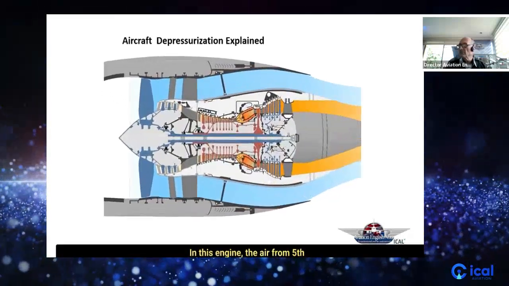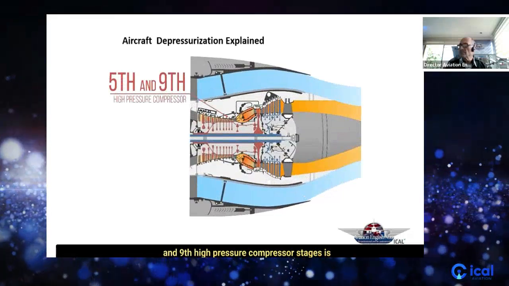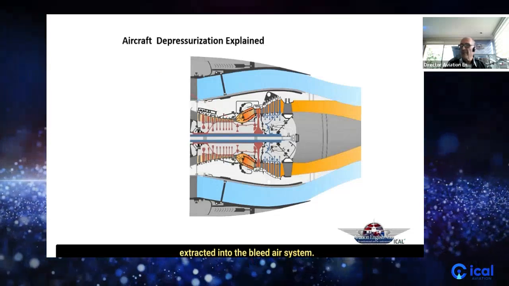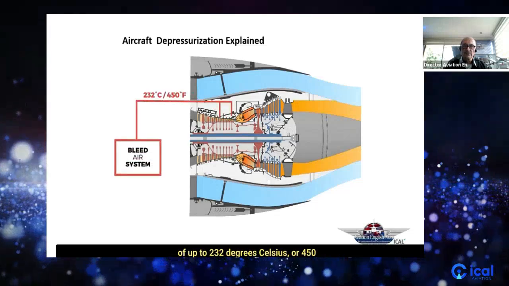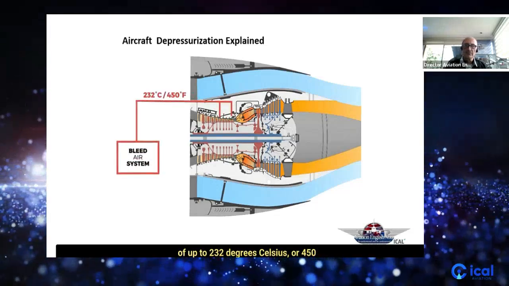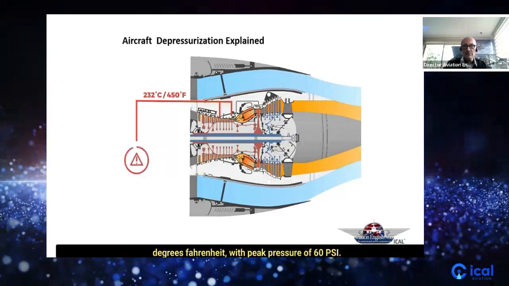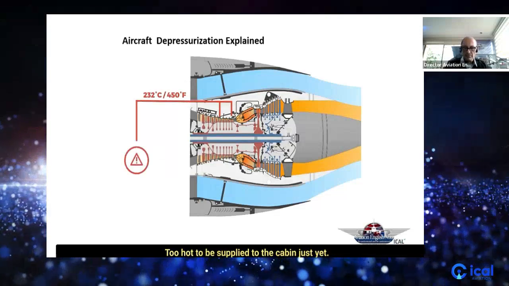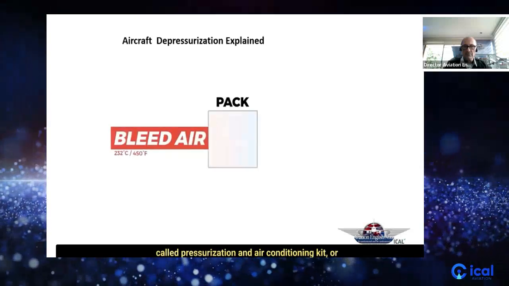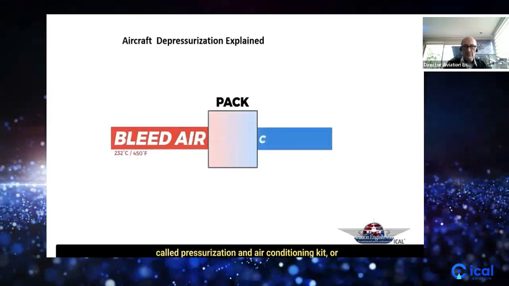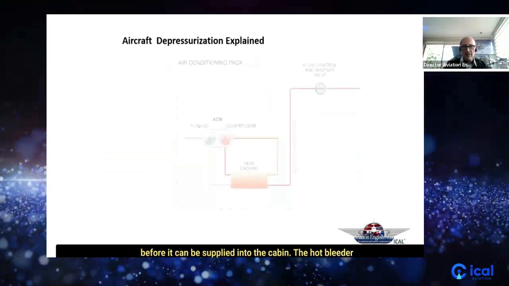In this engine, the air from 5th and 9th high pressure compressor stages is extracted into the bleed air system. The air from the compressor can reach temperatures of up to 232 degrees Celsius or 450 degrees Fahrenheit, with peak pressure of 60 psi, too hot to be supplied to the cabin just yet. That's why the air goes into so-called pressurization and air conditioning kit, or more commonly known the pack, before it can be supplied into the cabin.